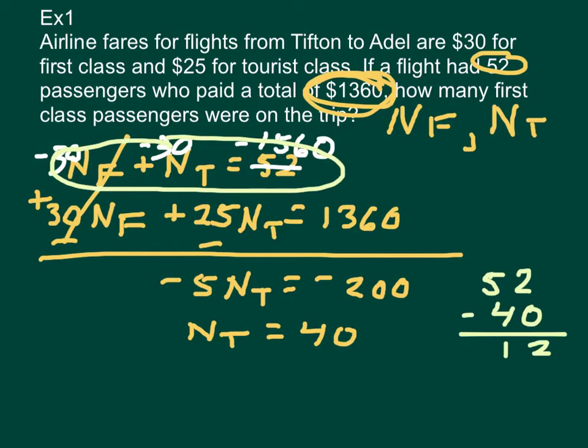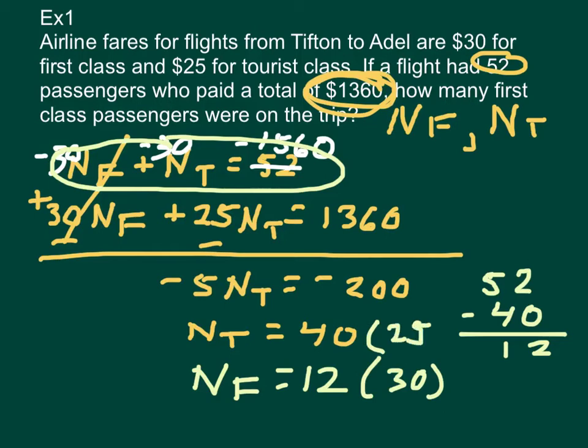I get 12. So the number of first class passengers was 12. Now if I check this, and I took $30 times the number of first class passengers, and $25 times the number of tourist class passengers, and added them together, I should get that $1,360, and I do. So we did this correctly.